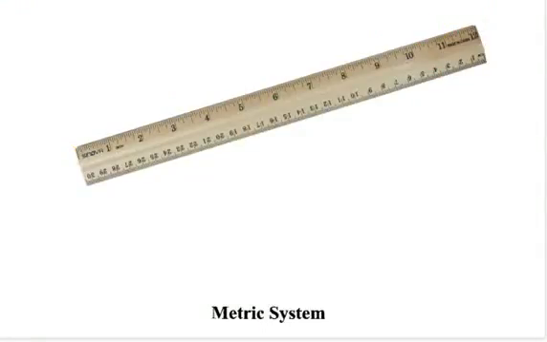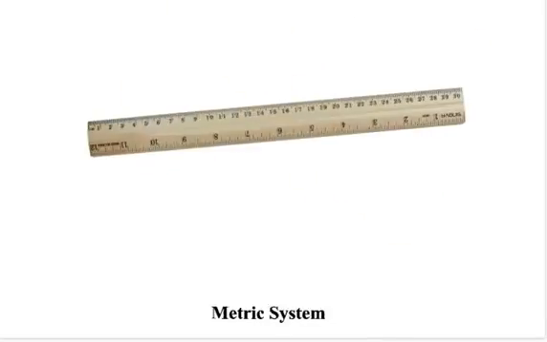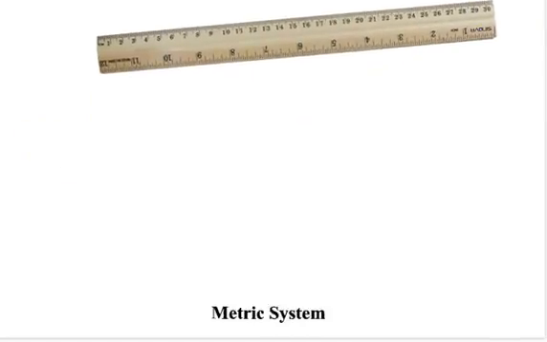But we use the metric system. You also have the other system that we call the imperial units. So that's the name of the system in the United States. But here we call it the metric system. So as you can see on a ruler here, we have inches. But if we flip it the other way around, then you will see centimeters. So this is our system.